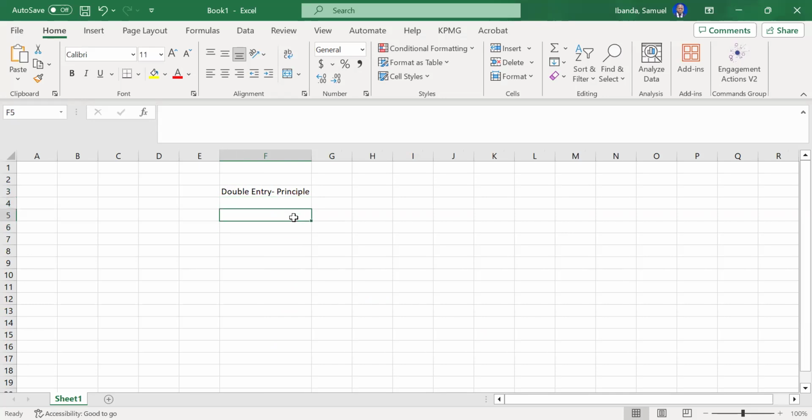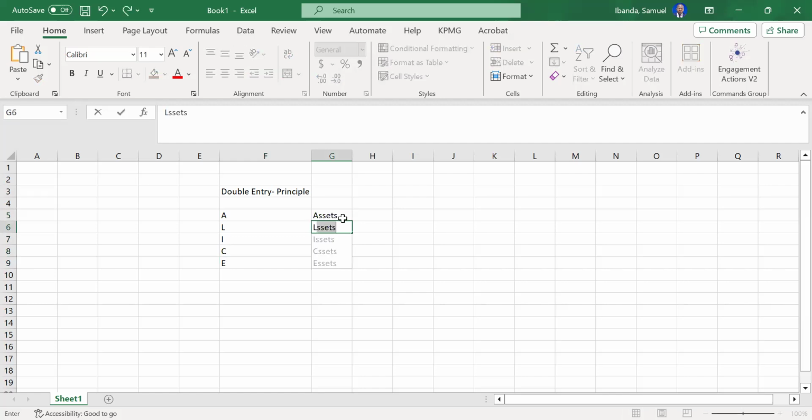If you've followed some of the classes I've done, one of the things that I continue to recommend is the ALICE acronym, where A is for assets, L is for liabilities, I is for income, C is for capital, and E is for expenses.